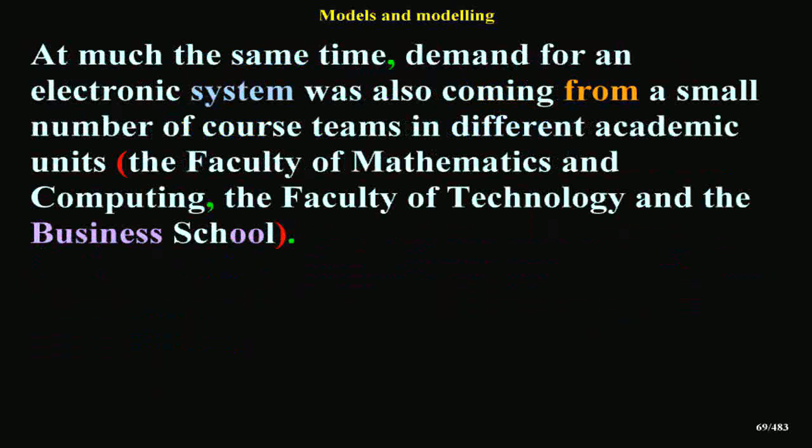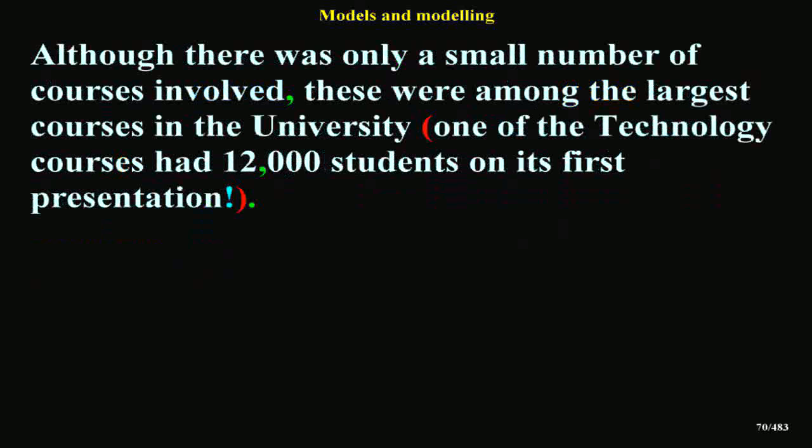At much the same time, demand for an electronic system was also coming from a small number of course teams in different academic units: the Faculty of Mathematics and Computing, the Faculty of Technology, and the Business School. Although there was only a small number of courses involved, these were among the largest courses in the university. One of the technology courses had 12,000 students on its first presentation.